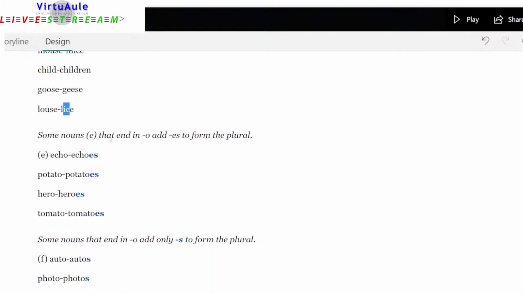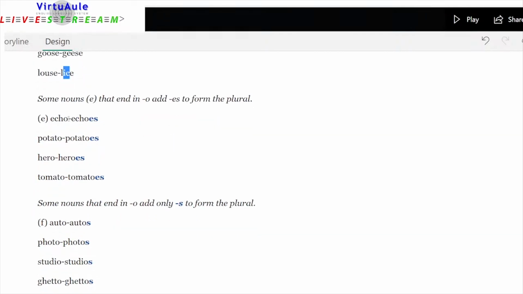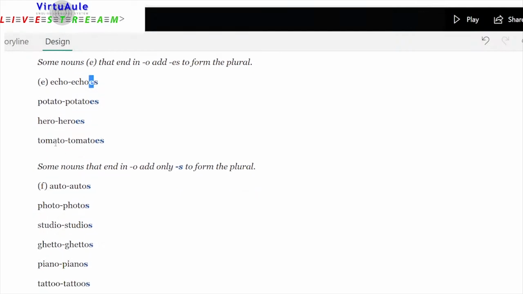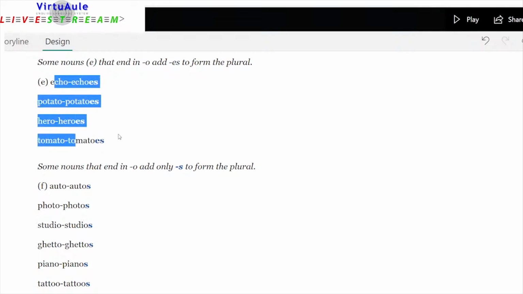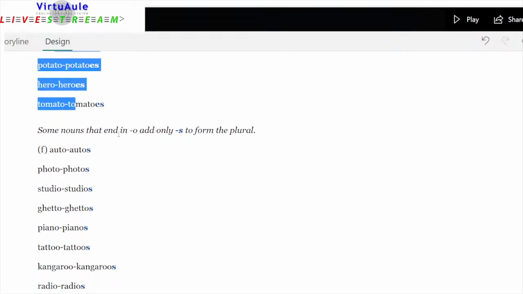Some nouns that end in O add an ES to form the plural. So echo becomes echoes. The sound is an S, but we have to add an E to this word. Potato becomes potatoes. Hero, heroes. Tomato, tomatoes. Some words that end in an O, you just add an S.